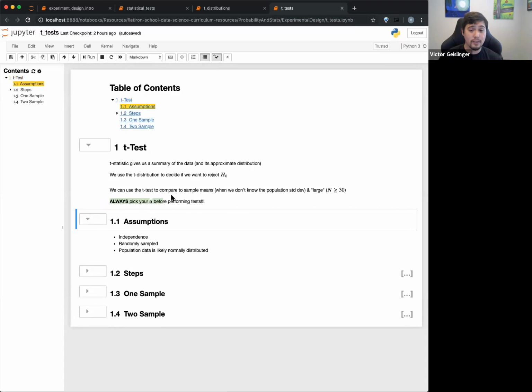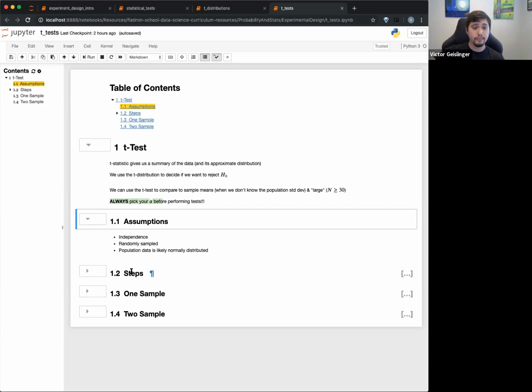So a couple of things to assume on our t-tests. We have to make sure our data is independent of each other, so data doesn't affect each other. They have to be randomly sampled, right? That means we're making sure that we're not picking just one set of people or one set of members for the sample. We're randomly sampling. We're getting a random sample.